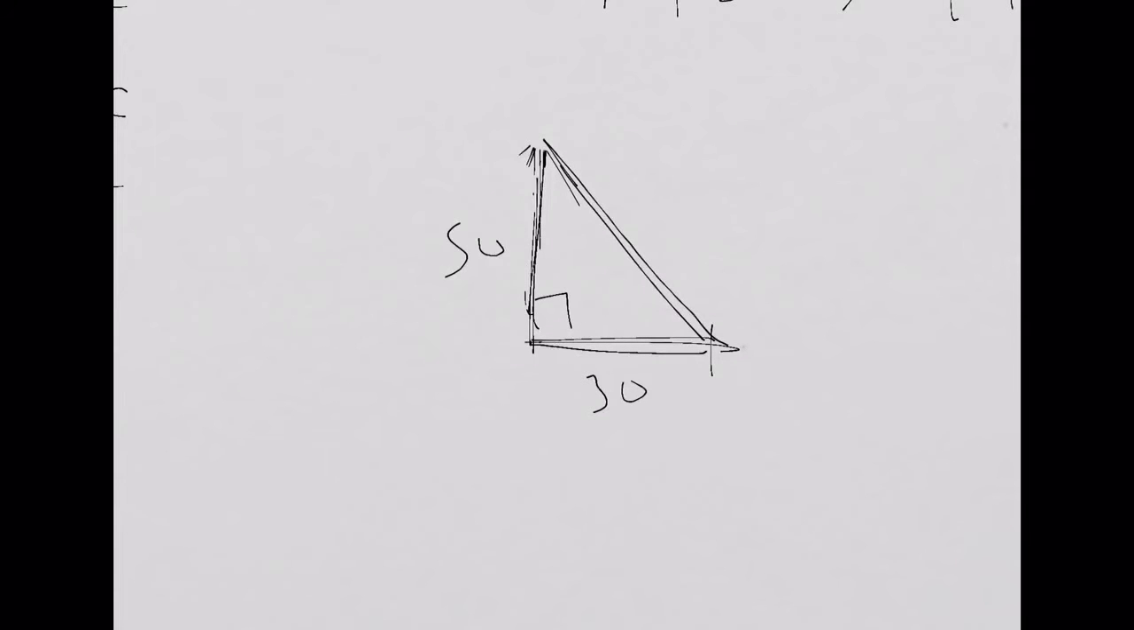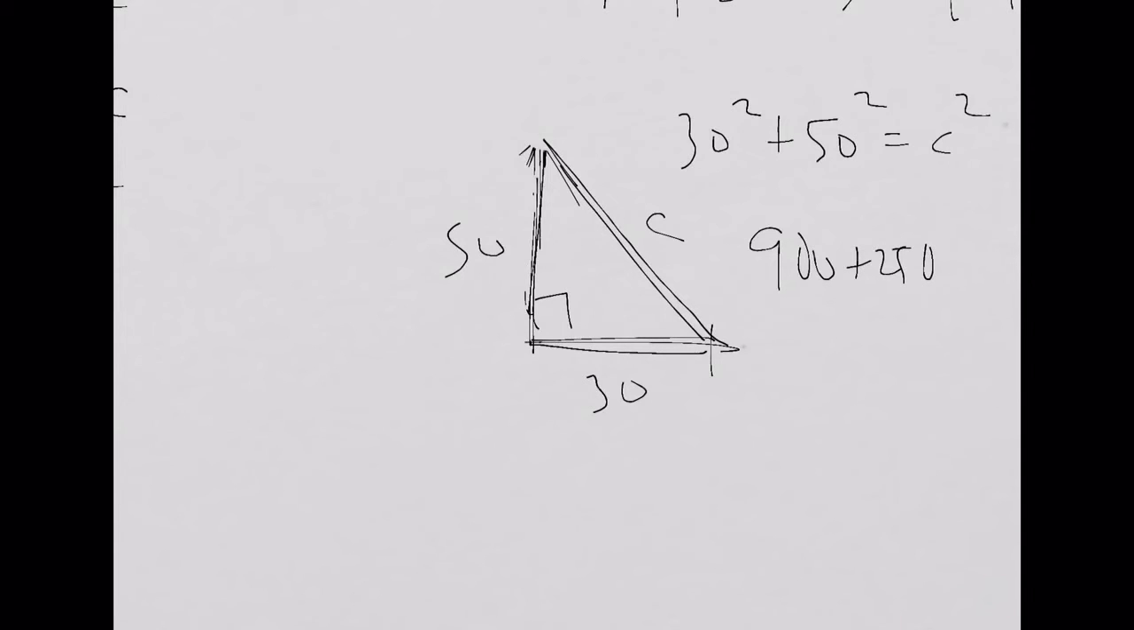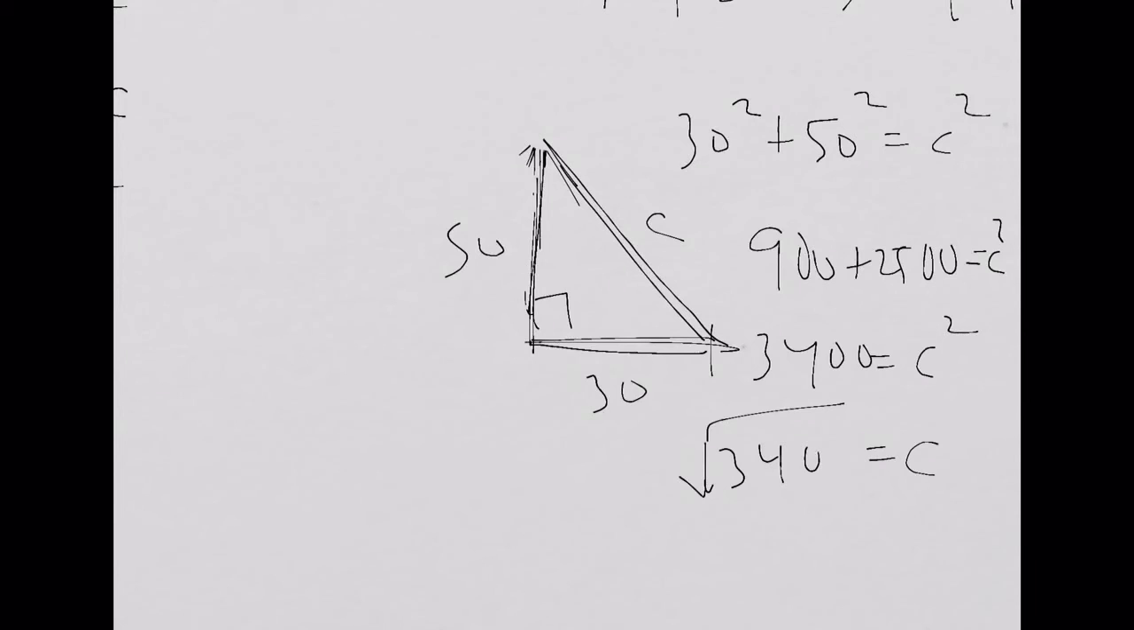And so to do that, we're going to use the Pythagorean theorem. So 30 squared plus 50 squared equals c squared. And again, c is what I'm looking for. So I have 900 plus 2,500. So c squared equals 3,400. And c equals the square root of 3,400. So I do that on my calculator, I get about 58.3.